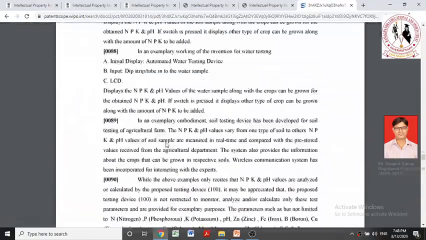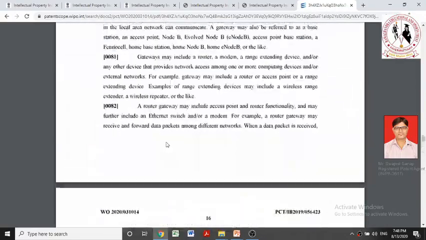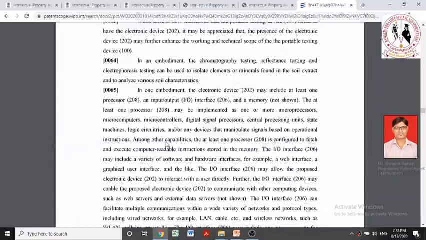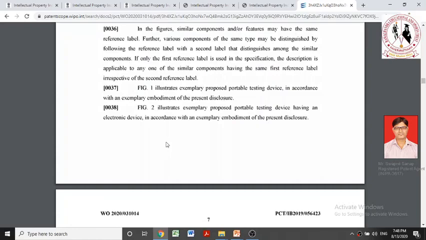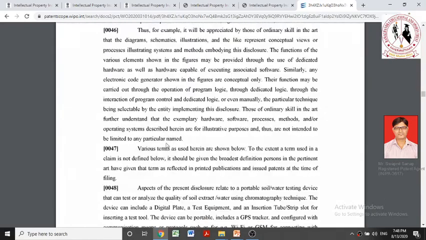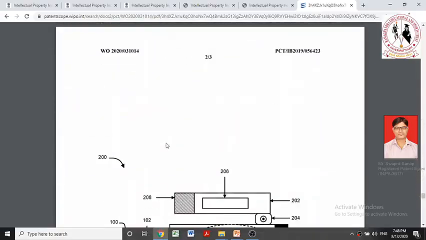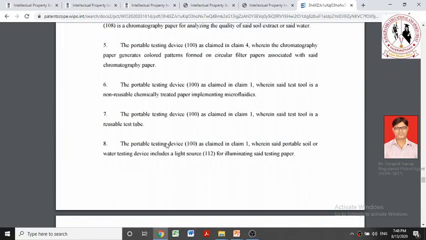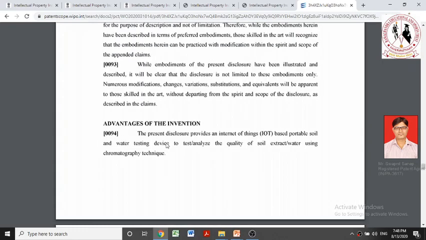You see the total number of pages this guy has drafted is around page 7 to 20, which means the maximum portion of the draft has been occupied by the detailed description of the invention and not anything else, right? So let us see what he has tried to write in the claim also. He has also tried to include the advantages of the invention at the bottom of the detailed description.